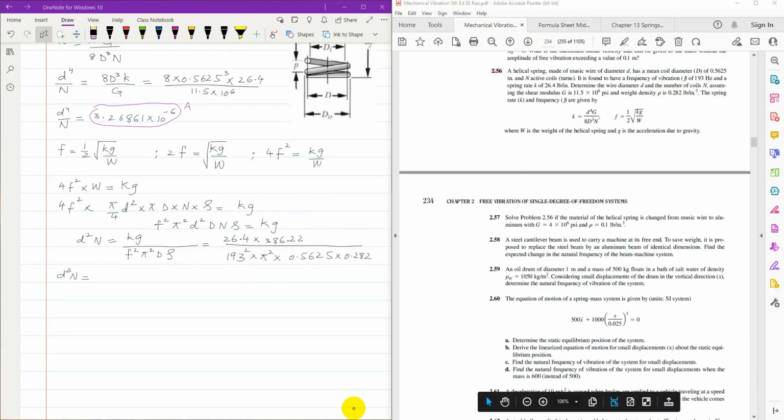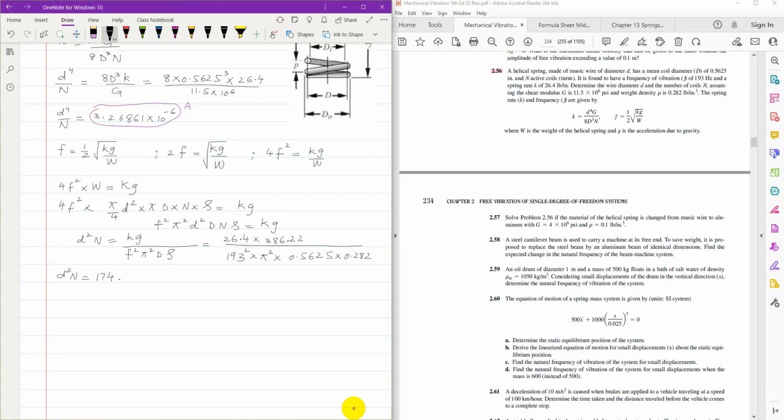So after performing the calculation, you will get 174.845 into 10 to the power minus 3. Because I have to use it again, I am going to save it as B in the calculator. So now I have two equations here. One is d raised to the power 4 over n, and the other one is d squared n. So now from here I can make either n or d in both of the equations the subject, and then I can solve for it.